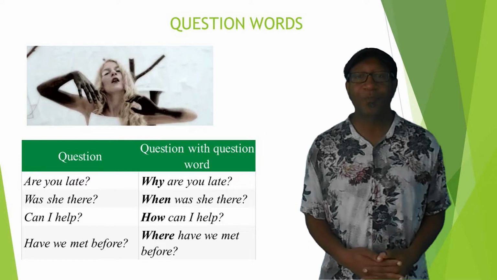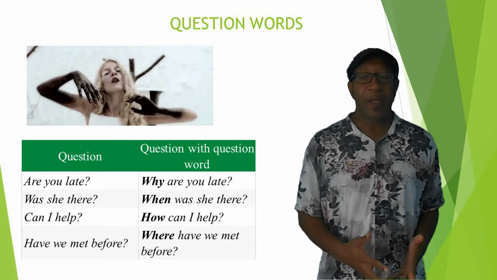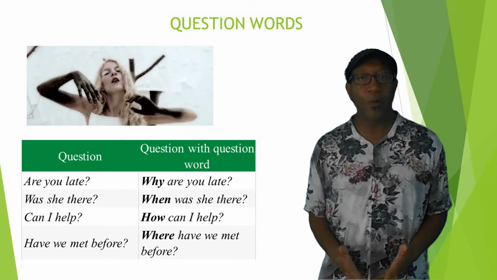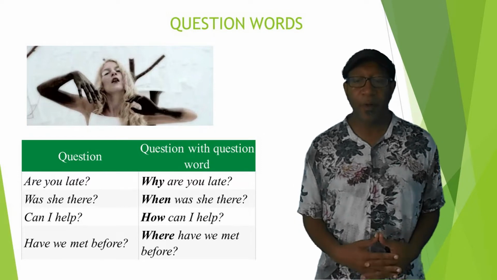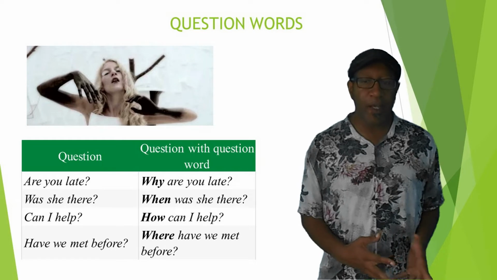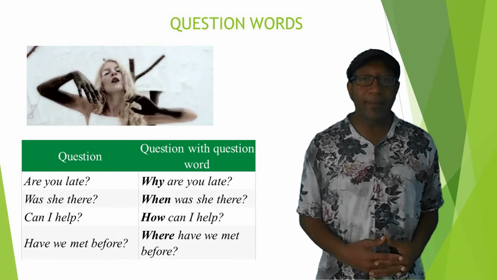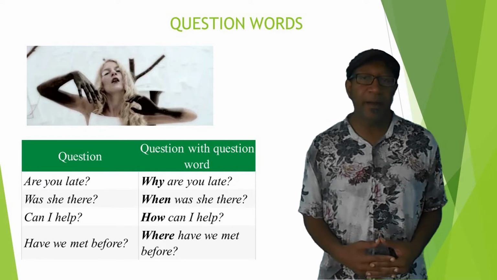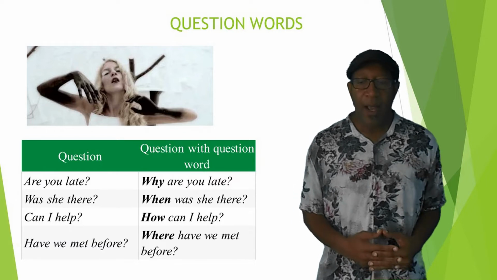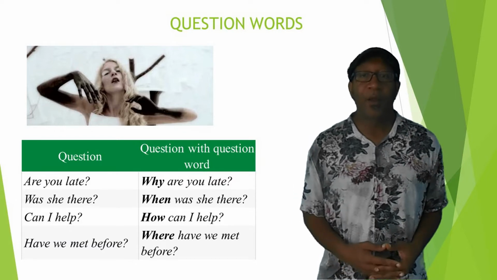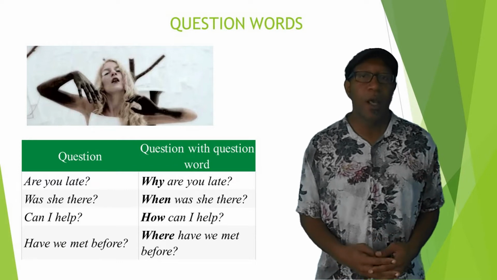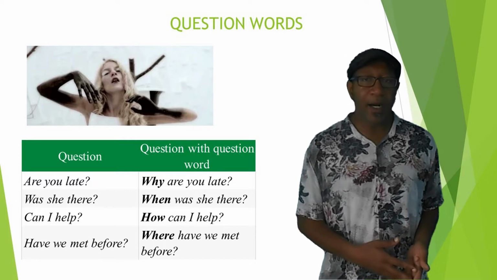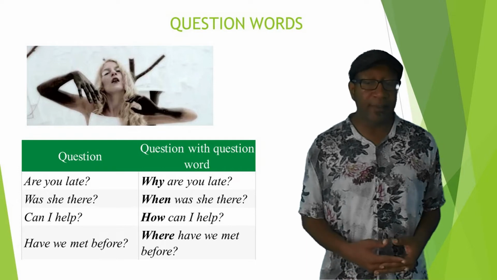So, let's go. At first, we have to talk about question words. We have here two columns in this table. In the first one we have questions like, are you late? Was she there? Can I help? Have we met before? Whilst in the second column we have the question words. Those are words that are used in interrogative sentences.